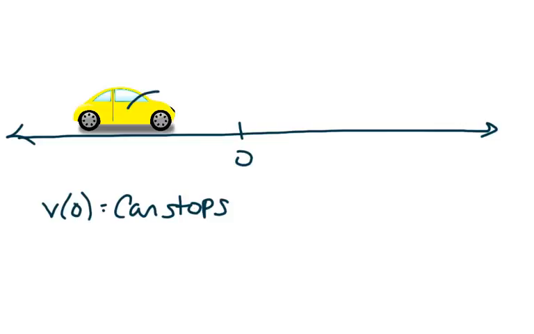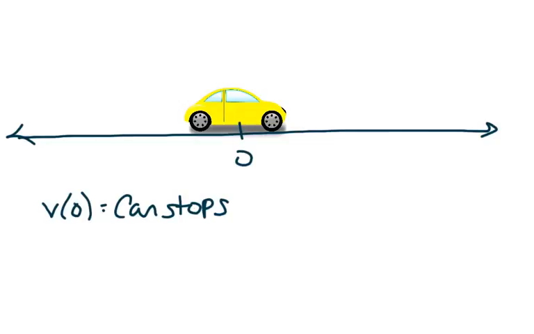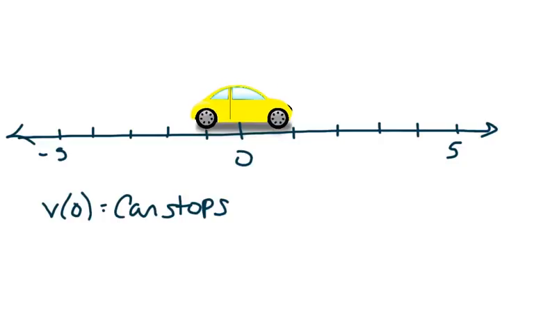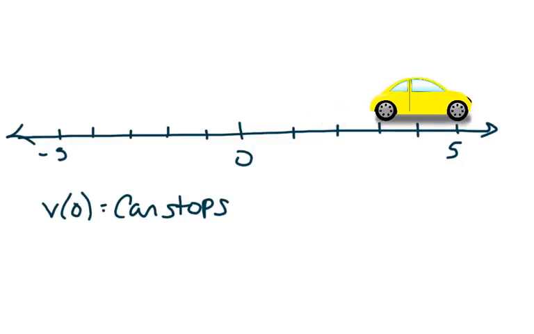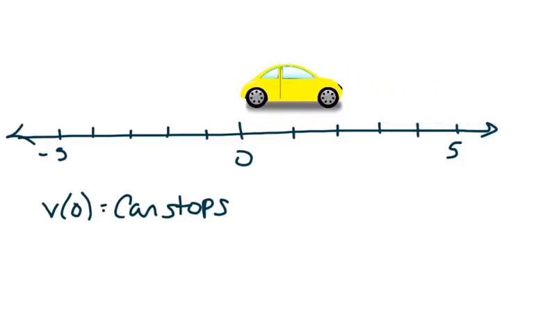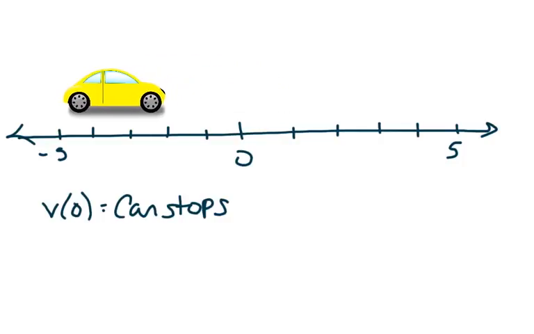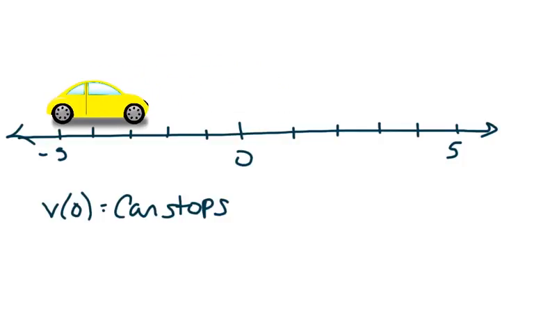Now let me go back, put my car here, and I'm going to put some little tick marks on. We'll make this equal to 5, and then we'll make it negative 5. So let's imagine what's happening to the car. The car travels to the right 5, and then it stops, and then I'm going to have the car go back to, let's say, negative 4.